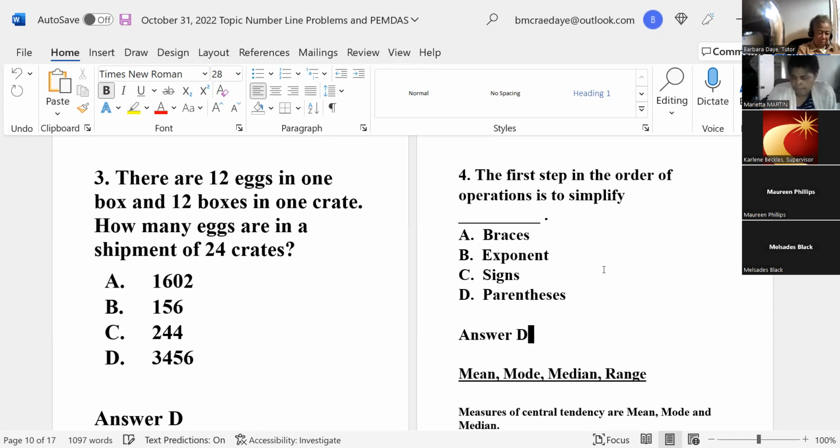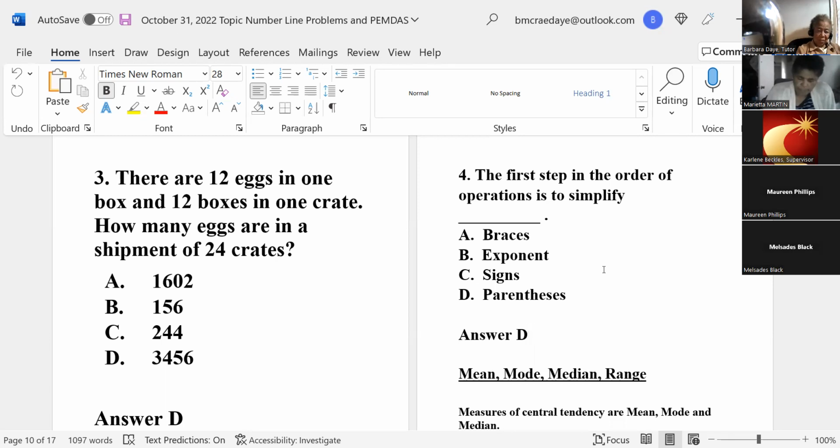Parenthesis. The parentheses. MDAS. Letter P, parenthesis. Right? You're right. And after parentheses is what? Exponents. So exponent cannot be the answer.